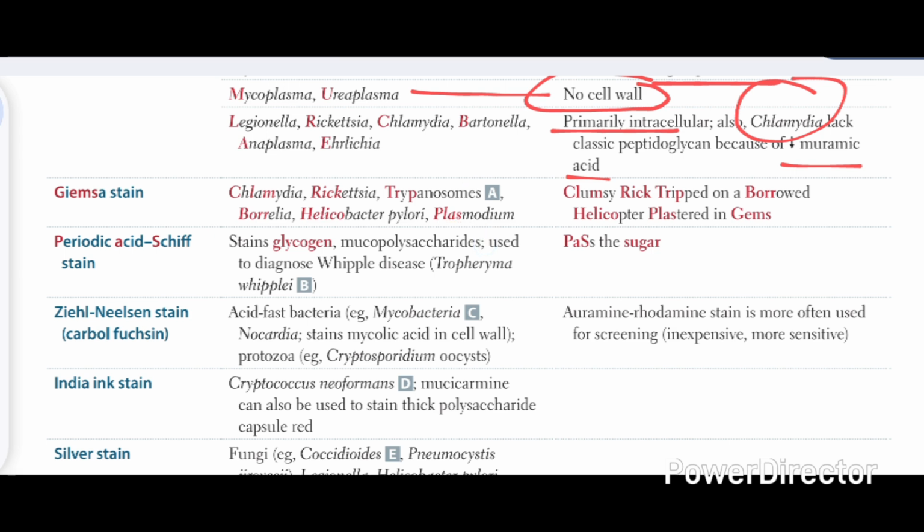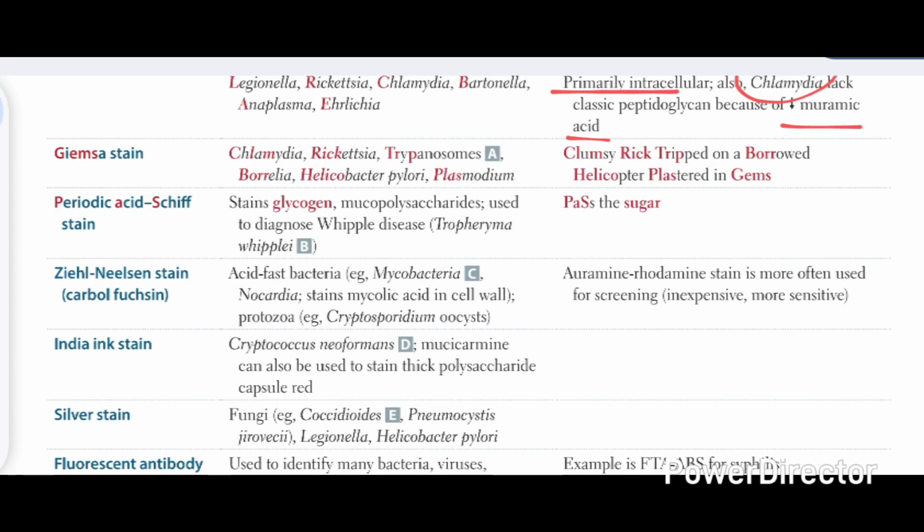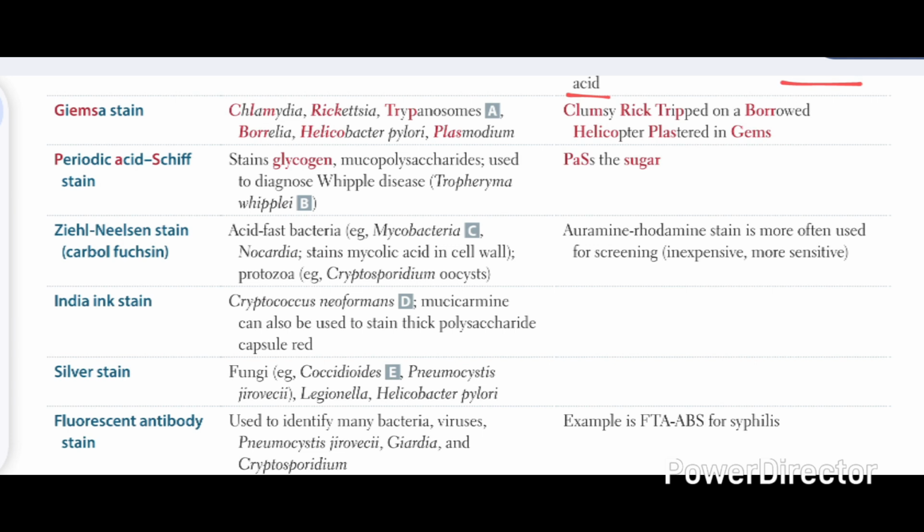Then we have the PAS staining, the periodic acid-Schiff stain, which basically stains glycogen and mucopolysaccharides. It is used for the diagnosis of Whipple's disease. An easy way to remember is that PAS positive is a stain mainly used for Whipple's disease. And why does it stain Whipple's disease?